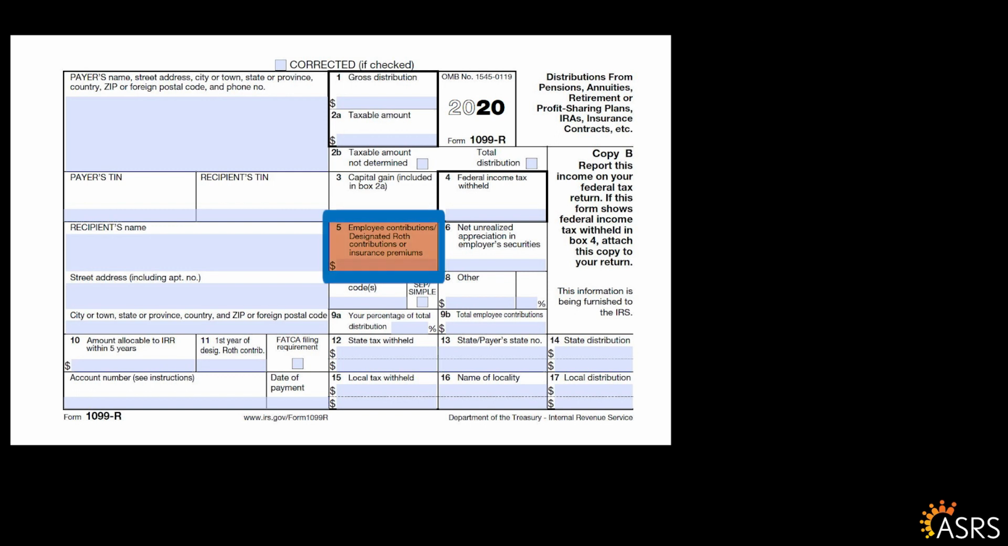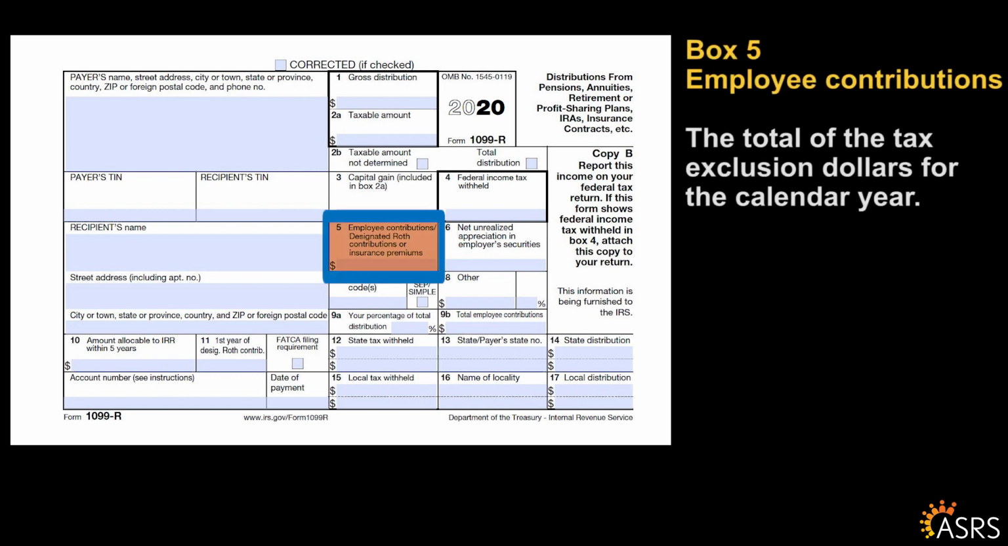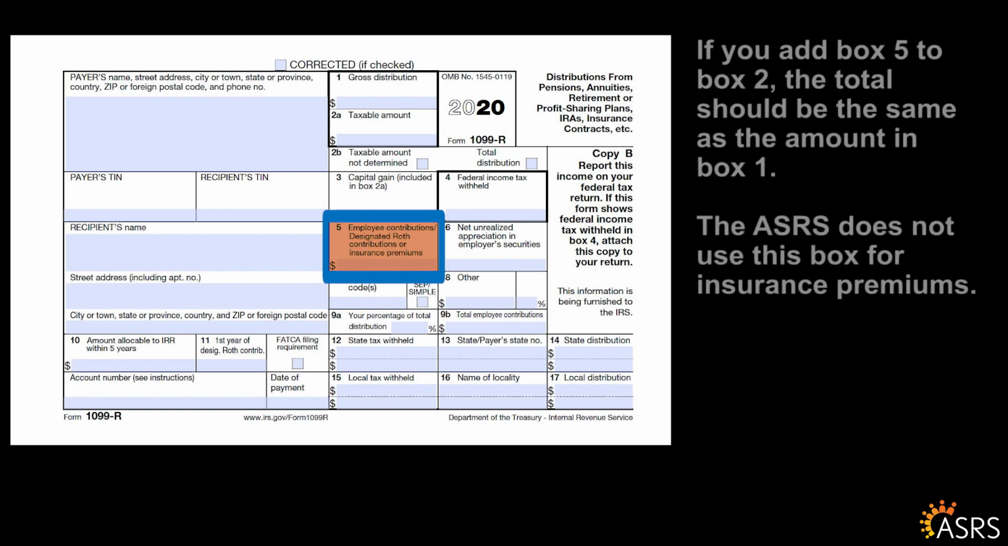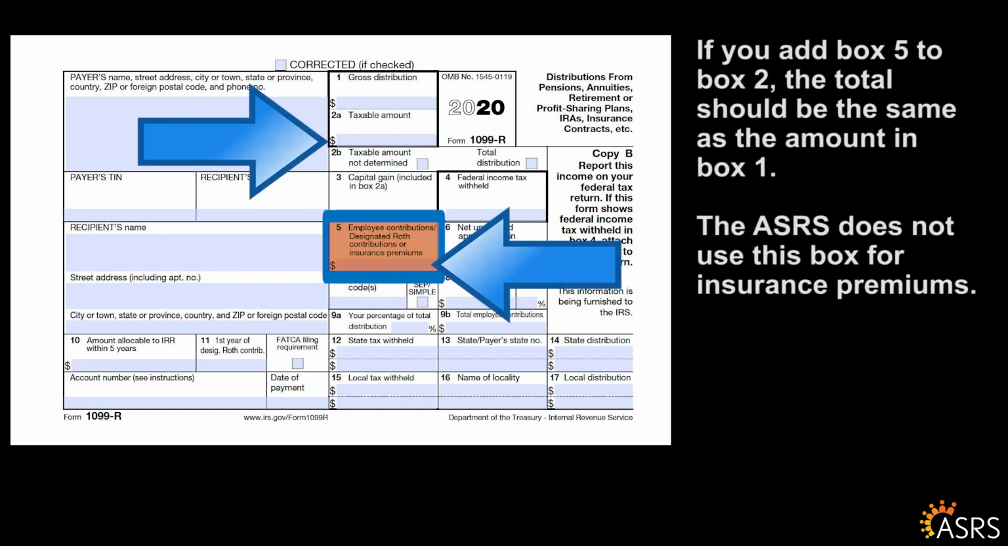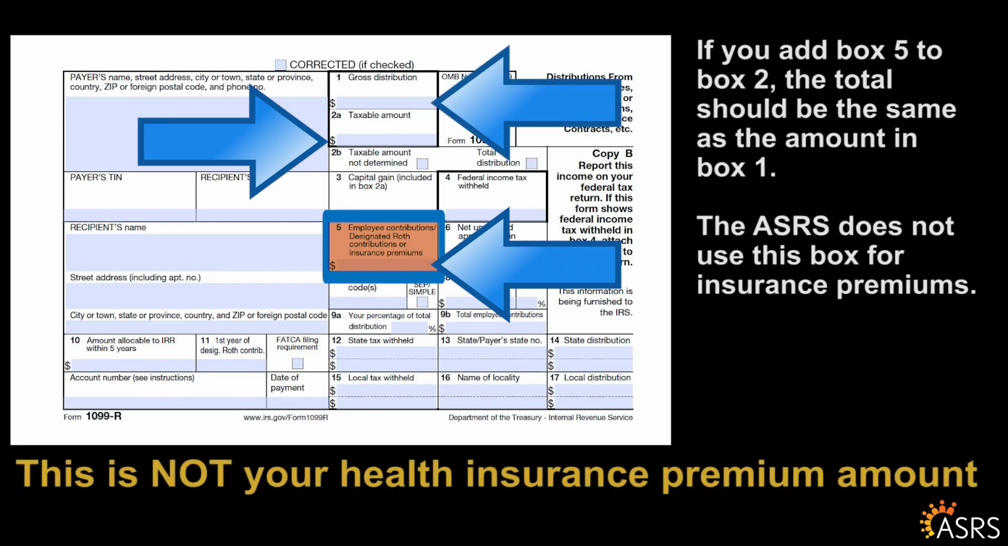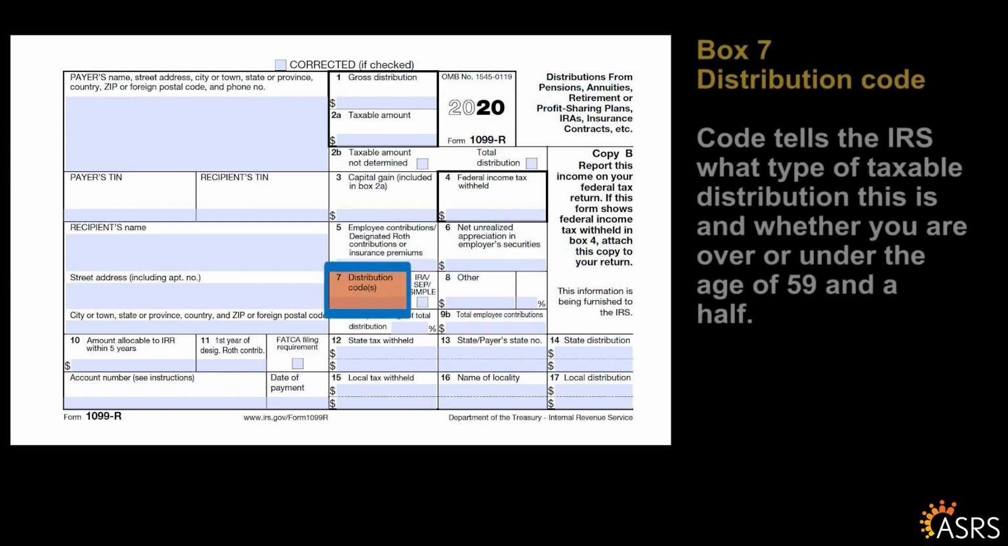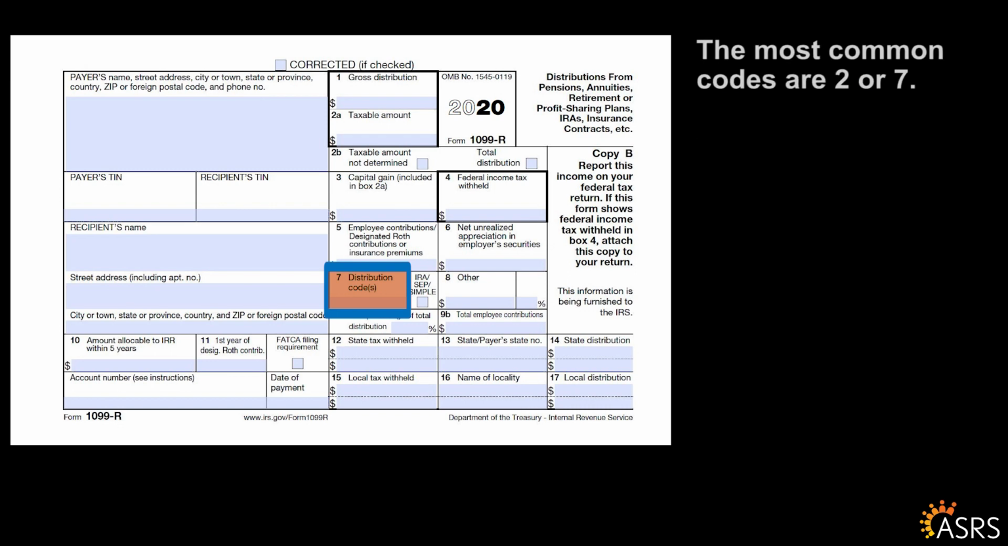Box 5, employee contributions. This is the total of the tax exclusion dollars for the calendar year. If you add the amount in Box 5 to the amount in Box 2, the total should be the same as the amount in Box 1, gross distribution. The ASRS does not use this box for insurance premiums. Box 7, distribution code. This code tells the Internal Revenue Service what type of taxable distribution this is, and whether you are over or under the age of 59 and a half. The most common codes you will see are 2, early distribution exemptions apply, or 7, normal distribution.